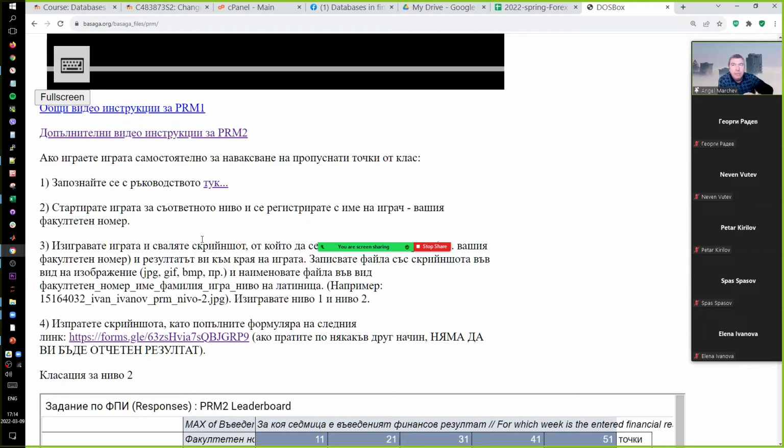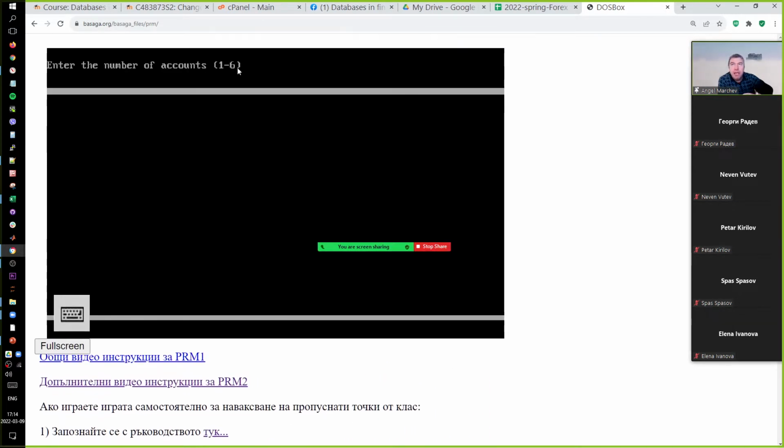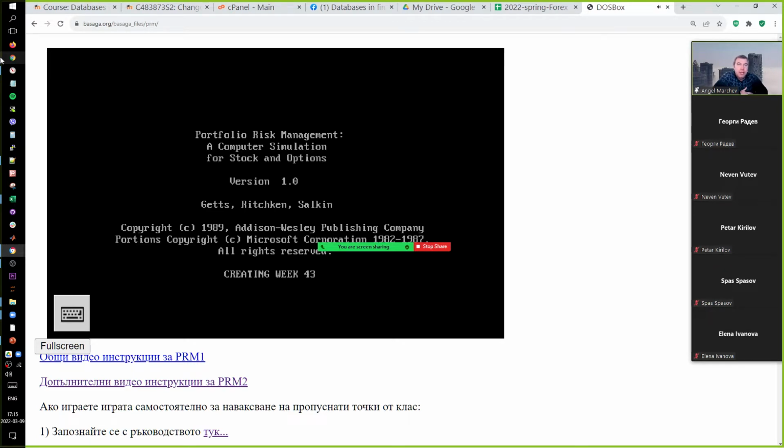Then you start the game. When you start the game, as a name, first of all, number of players, number of accounts. We are going to have one account. You type in your faculty number, and as long as you have your name, I'm going to type my faculty number because I remember it well, but you will have to type your own, of course. And when you're asked for the level, you should start level 1. This is what we are playing today, actually this week. And then you click start.